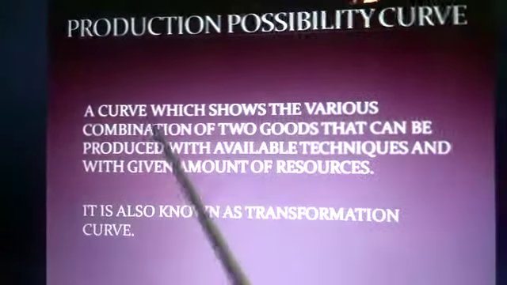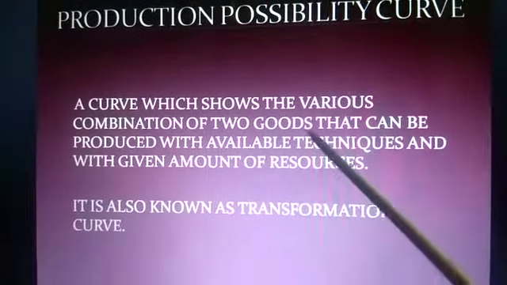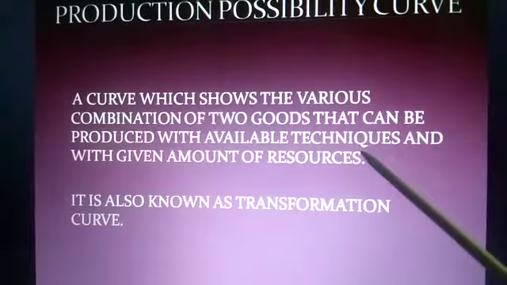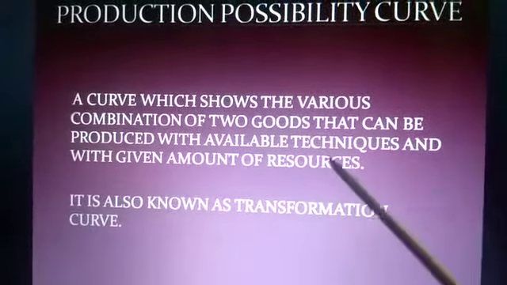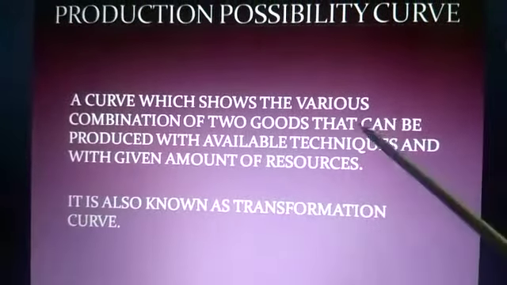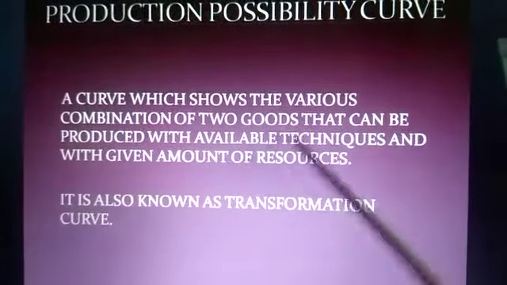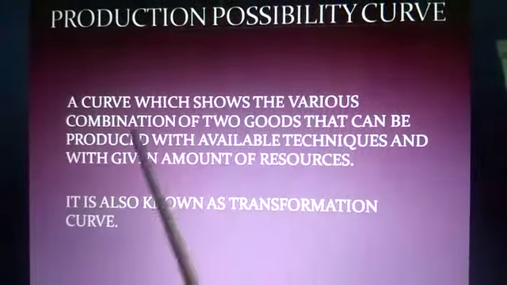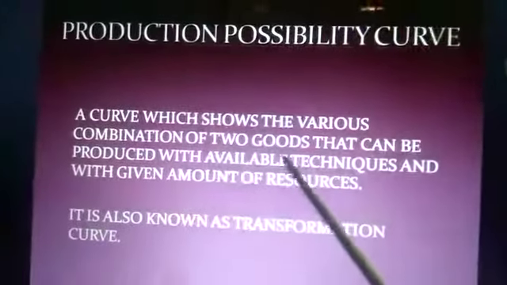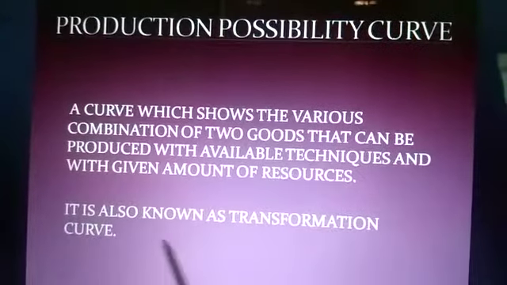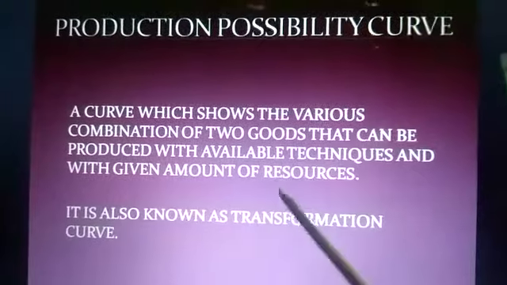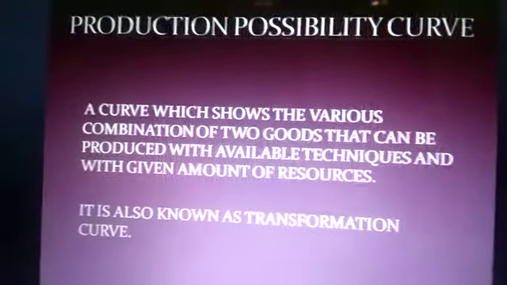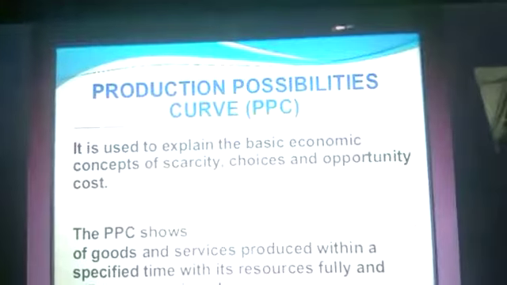Look at the definition. A curve which shows the various combinations of two goods that can be produced with the available techniques and with the given amount of resources. What techniques, method of production we are following, and with the existing amount of resources, how much production is possible. A combination of the two goods, what is possible. It is also known as a transformation curve because it will transform the economy. What is being produced, that will transform the economy, hence it is also known as a transformation curve.